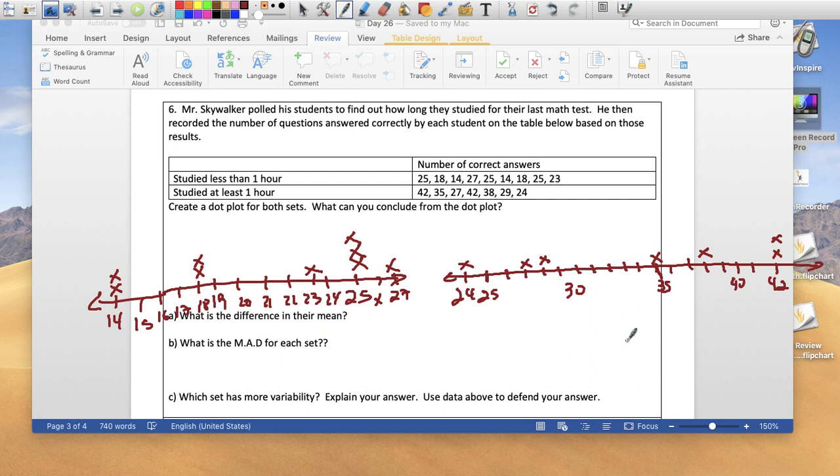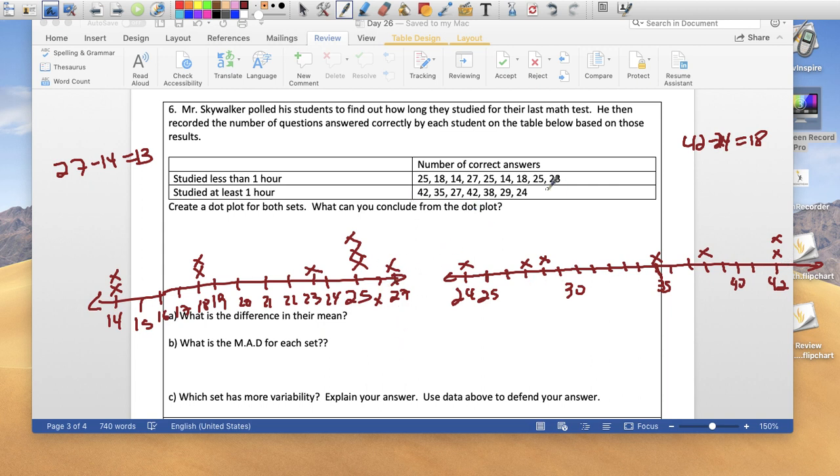What can you conclude from the plot? From the dot plot, well, the second class, the one that studied 1 hour, obviously the range is higher, right? The max is higher. The range here is 42 minus 24, which equals 18, and 27 minus 14 equals 13. So the range is actually higher here. And the max score is higher than the max score over here.